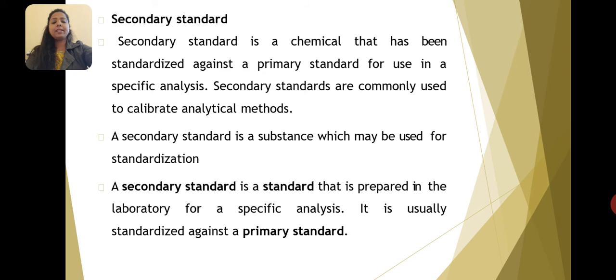So, let's look in detail at secondary standard. A secondary standard is a chemical that has been standardized against a primary standard for use in specific analysis. Secondary standards are commonly used to calibrate analytical methods, and a secondary standard is prepared in the laboratory for the specific analysis. It is usually standardized against a primary standard. So, a secondary standard can only be used when it is standardized against the primary standard. It is not 100% pure as compared to primary standard.